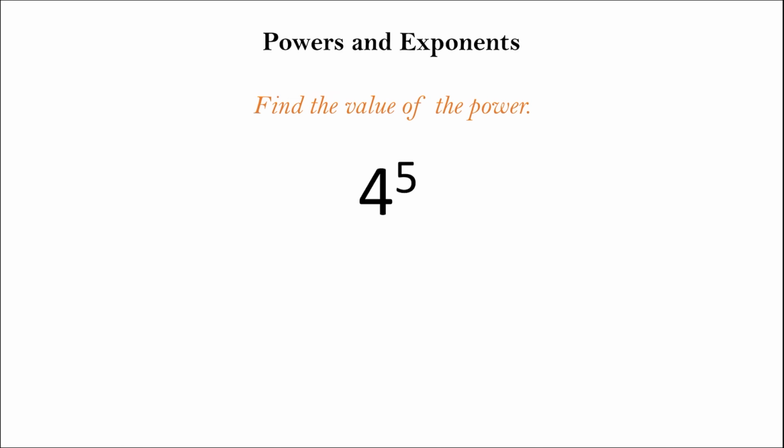Next, we're going to talk about how to find the value of the power. First, we must identify the base and the exponent and write it in expanded form. Our base is 4. The exponent is 5. To write it in expanded form, we're going to write out 4 multiplied by itself 5 times. So it's 4 times 4 times 4 times 4 times 4.